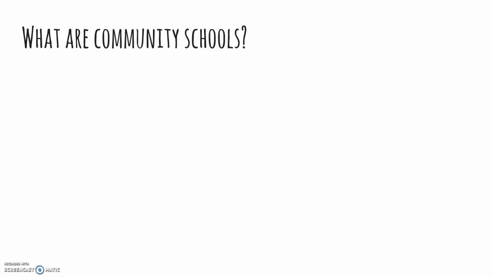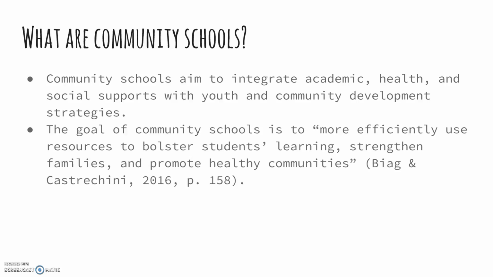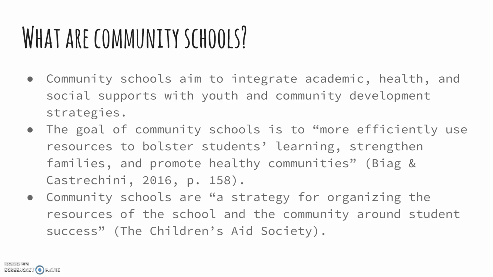So that led me to community schools, especially when I was reading Diane Ravitch's book, and she mentioned community schools many times. So I looked more into these. What they aim to do is to integrate academic, health, and social supports with youth and community development strategies. So they use all different types of community resources to bolster students' learning and strengthen their families and promote healthy communities. So it's no longer just about school, just about academics. It's truly a whole community and whole family experience. Community schools are used as a strategy for organizing the resources of the school and the community around student success. And so it gives kids access to all different types of resources, things that will help the kids to be more successful in school.